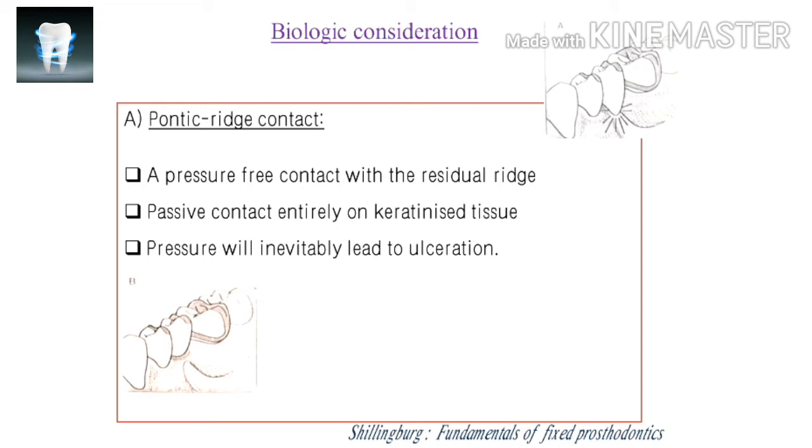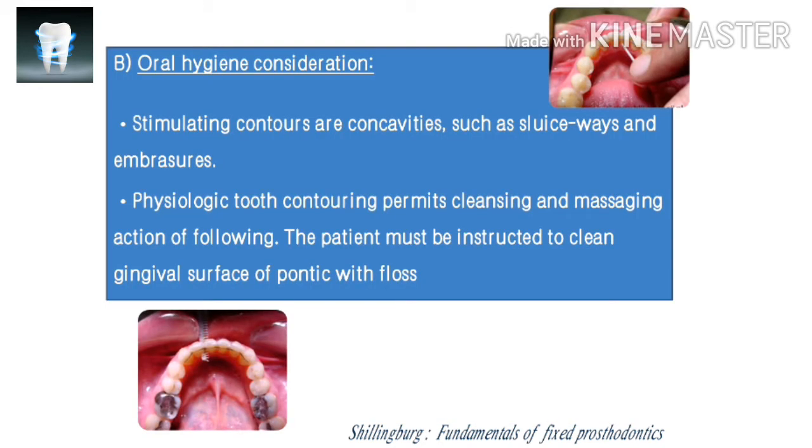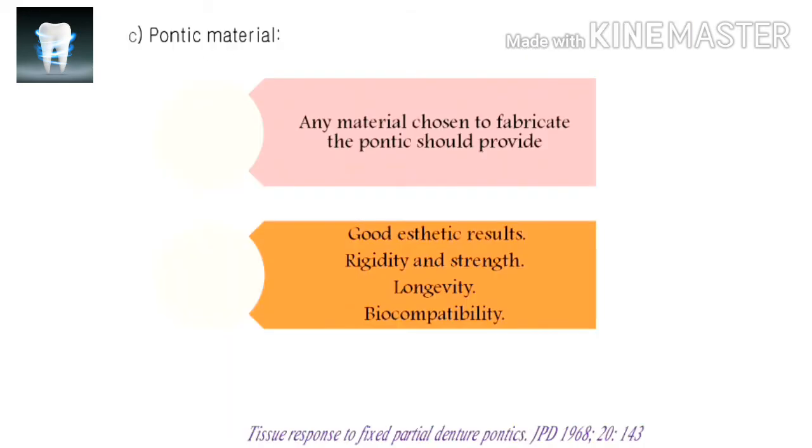Coming to the biological consideration, pontic ridge contact: a pressure-free contact must be present. If a pressure is present, it will lead to ulceration of the gingival tissue. Then oral hygiene considerations: simulating contours or concavity such as sleeves, waist and embrasures. Physiologic tooth contouring permits cleaning and massaging action of food. The patient must be instructed to clean the pontic space.